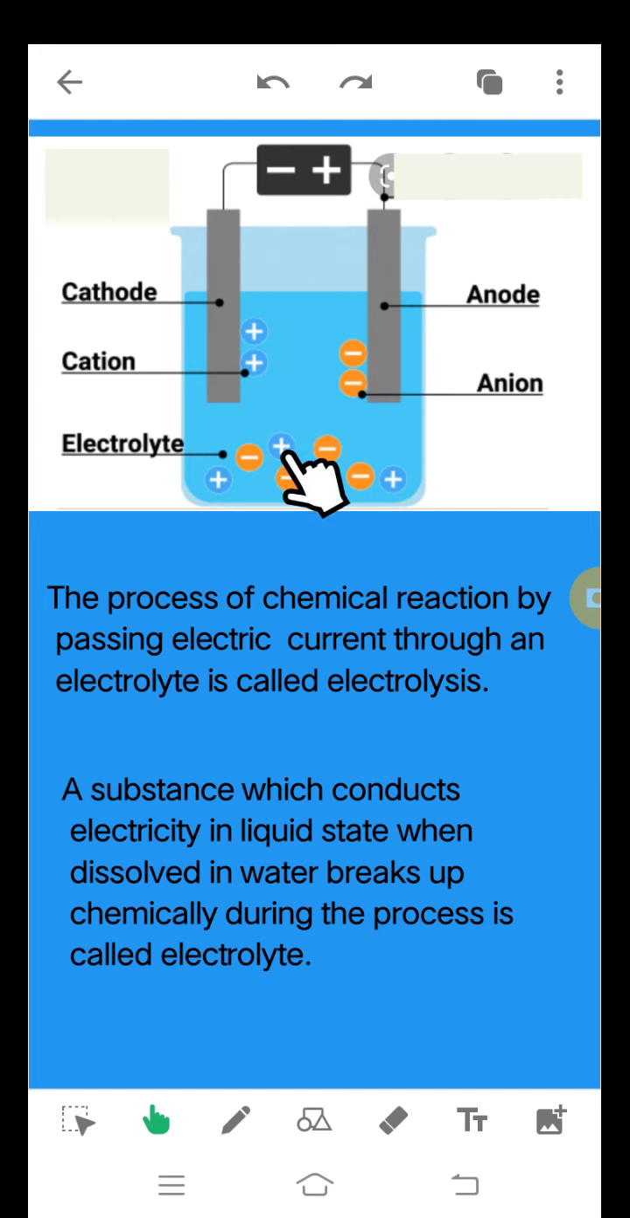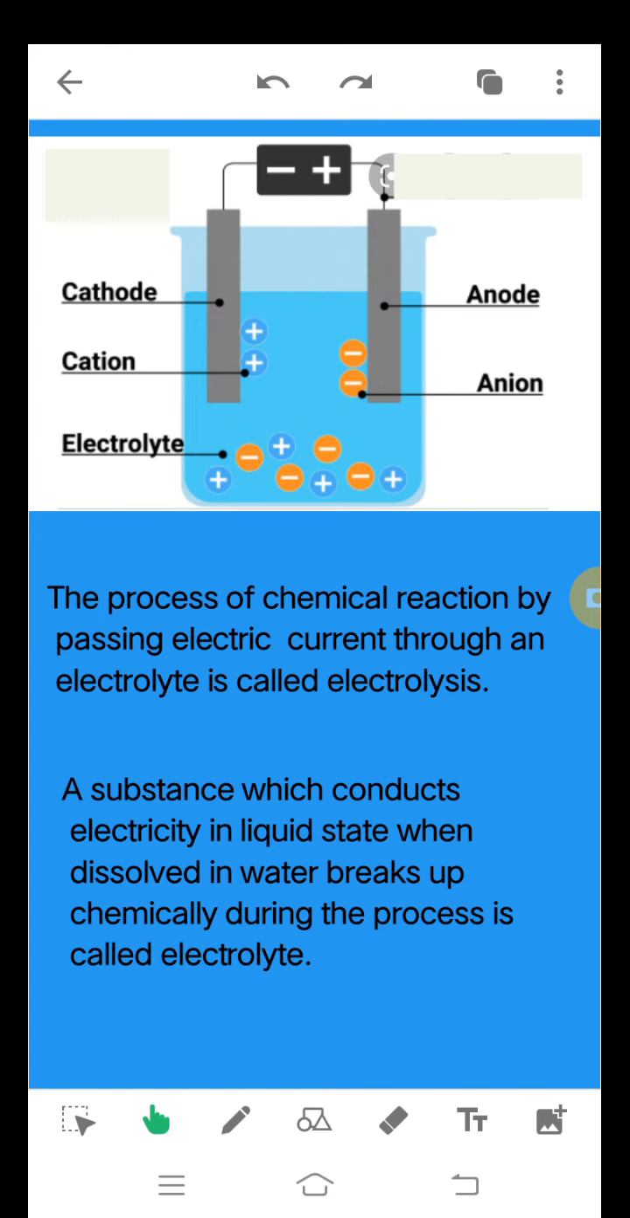That is, the positively charged ions, they move towards the negatively charged cathode. Same way, the negatively charged ions, they move towards the positively charged anode. And these ions are also given a name. Positive ions are called as cations, and negatively charged ions are called as anions.